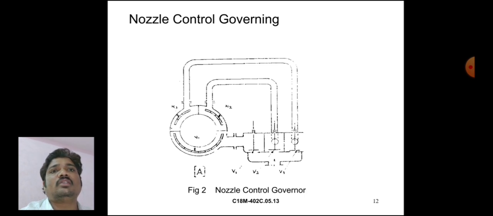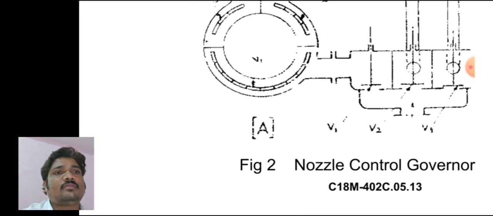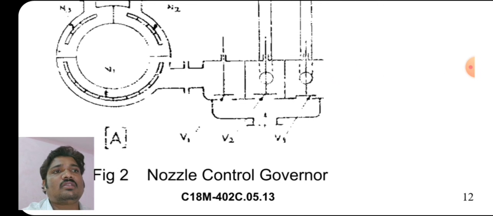Nozzle control governing as shown in this figure. V1, V2, V3 are the velocities. N1, N2, N3 are the nozzles. This is a nozzle control governor as shown in this figure.